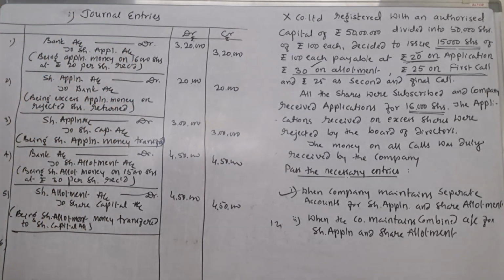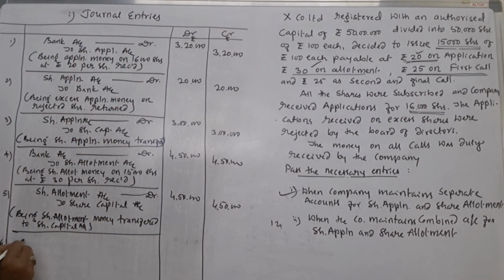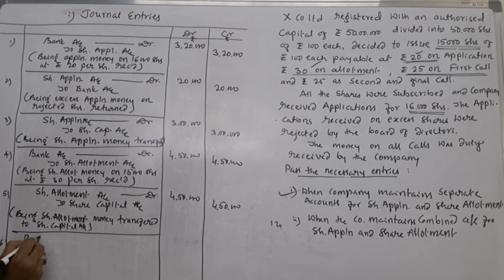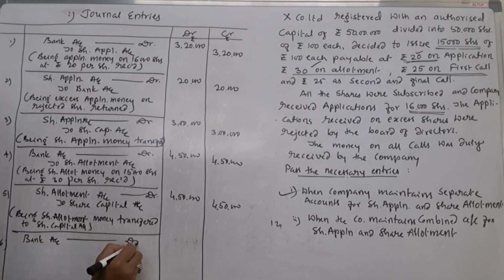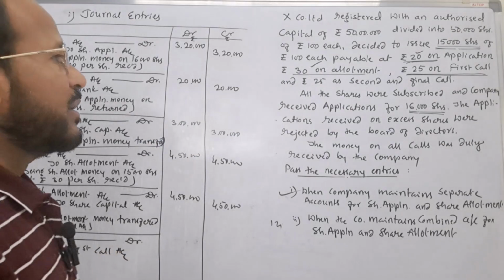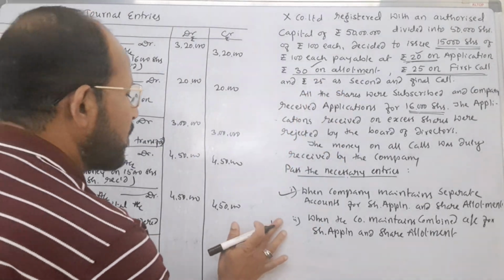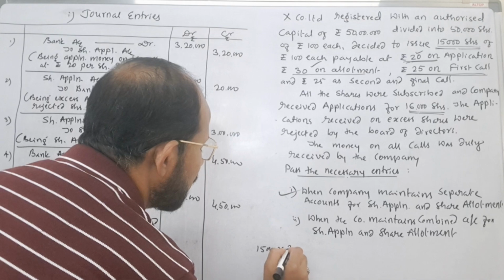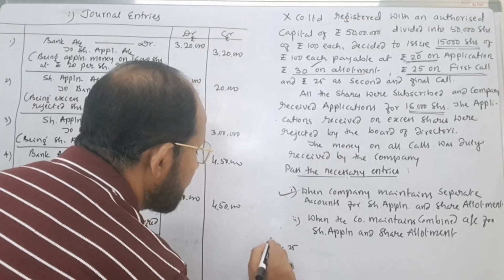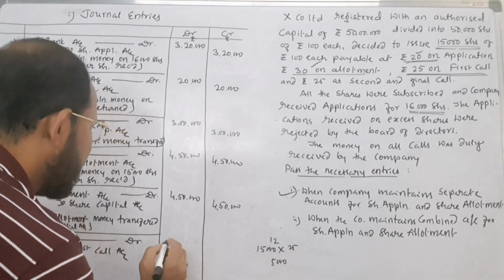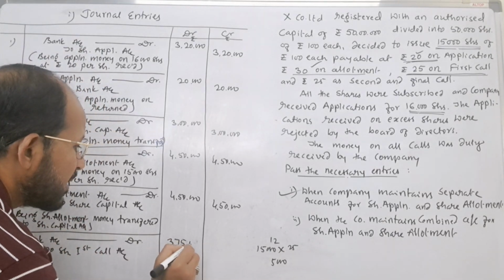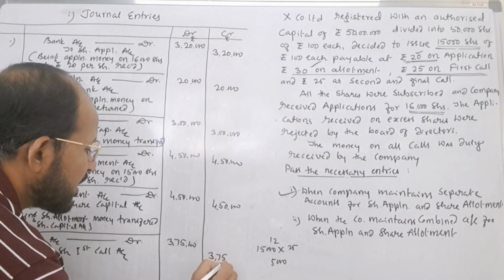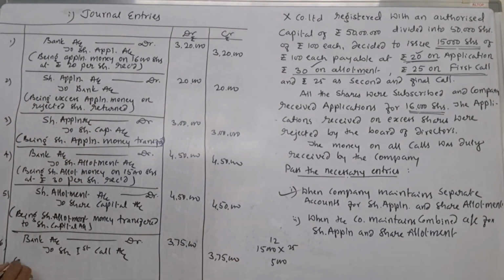3,75,000 is the first call money. When first call money was collected, the journal entry is: bank account is to be debited to share first call account. What is the amount? 25 into how much we got? 15,000 shares into rupees 25, that is 3,75,000. Here you write 3,75,000. What narration do you write?